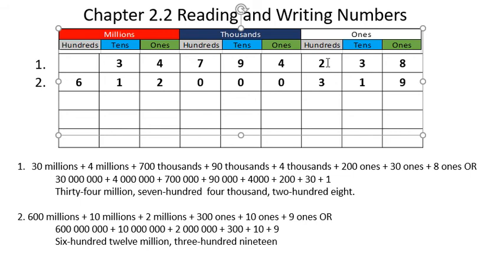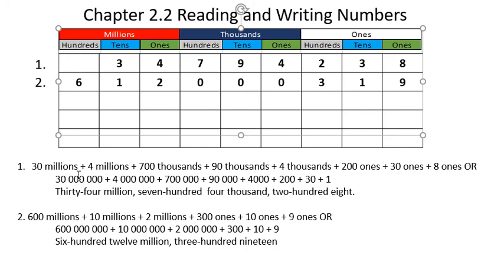This 2 is in the hundreds column, so that's 200s. This 3 is in the tens column, so that's 30s. And this 8 is in the ones column. So putting it all together, we can call it 30 millions plus 4 millions plus 700,000s plus 90,000s plus 4,000s plus 200 ones plus 30 ones plus 8 ones. So that's writing it out in words.